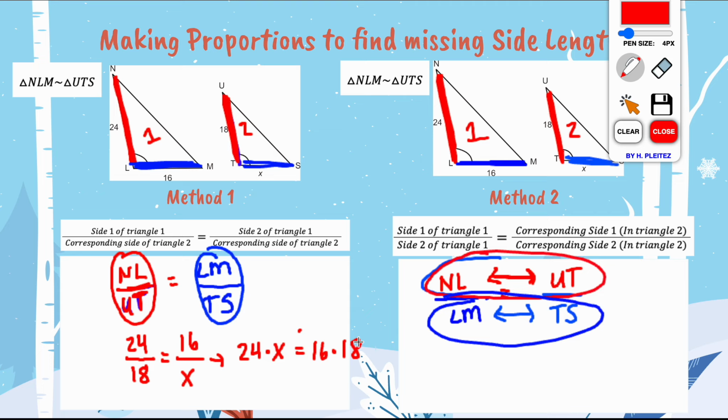Now, let's show the substitution in method 2. NL again is 24 over LM, which is 16, equals UT, which is 18, over TS, which is X. Now again, if we cross multiply, we get 24 times X equals 16 times 18. So you can see, no matter what method you choose, you are going to get the same answer. Now, it's important to know both and be able to do both because there might be multiple choice questions that give you some proportions written out, and you might have to choose which ones are correct versus which ones are incorrect. And if you don't know both of these, you might think, for example, that method 2 is wrong, but it's correct. So you got to be able to recognize both.